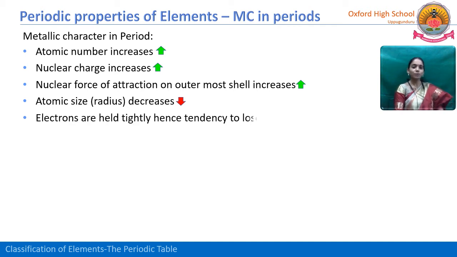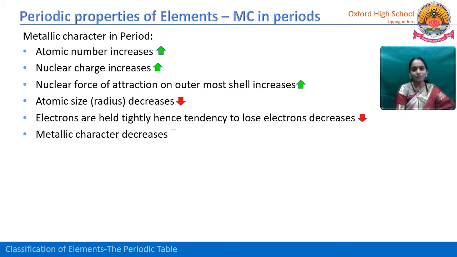So here what will happen? Size decreases means electrons are held tightly, because of the greater nuclear force of attraction on the outermost shell. So here it is not easy to remove or lose electrons. So the tendency to lose electrons decreases. The tendency to lose electrons means metallic character also decreases.